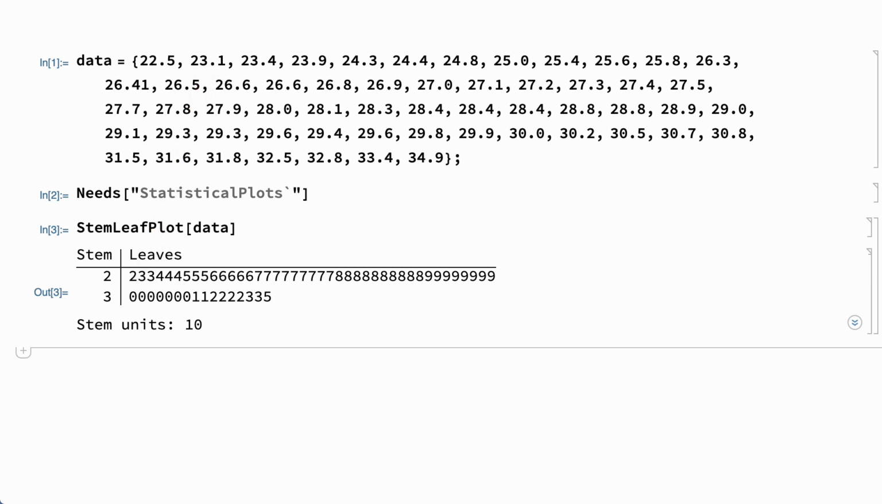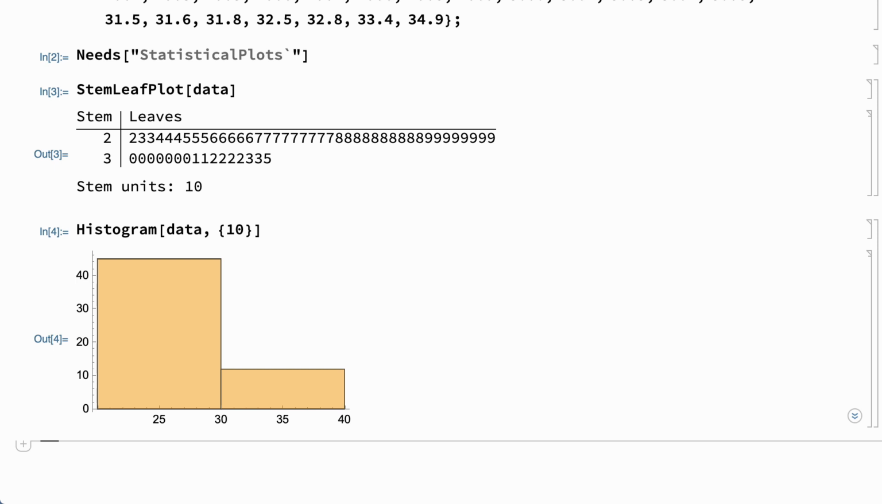This stem and leaf plot is, in effect, a histogram with two bins like this one, where each bin has a width of 10. The first bin is the bin for measurements between 20 and 29.9, since those are the measurements for which the first digit is 2. And the second bin is the bin for measurements between 30 and 39.9, since those are the measurements for which the first digit is 3.